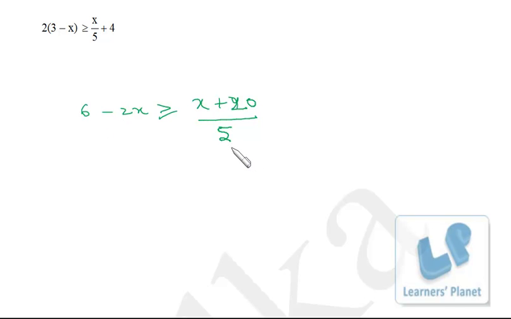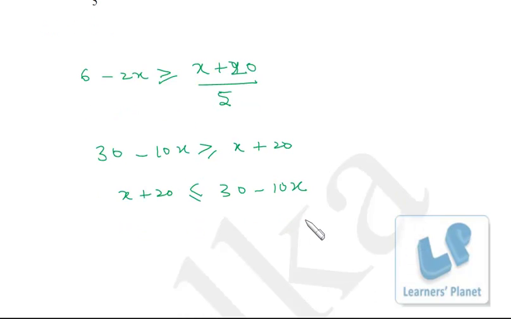In the last session I told you this time and again, that in case of inequalities you should not go for cross multiplication if there is an expression in the denominator. That means the expression should involve a variable, but here in this case there is no variable, so no problem, we can directly go for the cross multiplication. So it is 5 into 6, 30 minus 10x is greater than or equal to x plus 20, or we can say x plus 20 is less than or equal to 30 minus 10x.